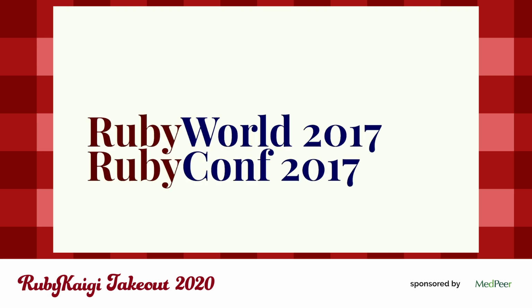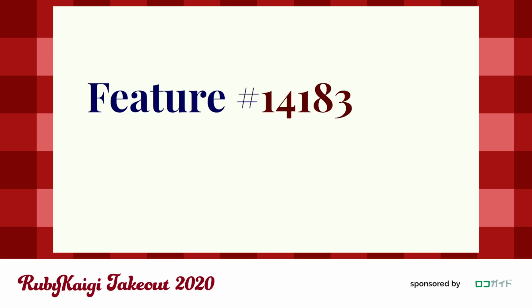Now in November 2017, Matz announced at the RubyConf and Ruby World conferences that Ruby 3.0 will have real keyword arguments, or keyword arguments that are separated from positional arguments. The discussion of how to implement keyword argument separation occurred in feature 14183 in Ruby's bug tracker. This is one of the largest discussions in the bug tracker, with over 100 comments in a 2-year period.